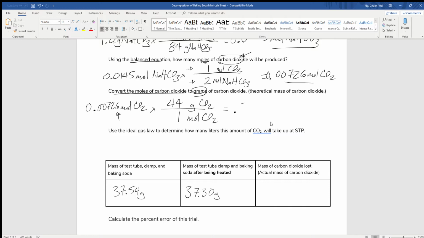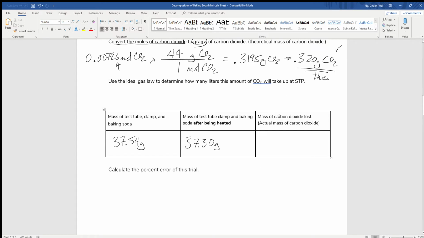And I get 0.3195 grams of CO2. That's too many sig figs, so let's make it into 3 sig figs. So this is 0.320 grams of CO2. Great, good info. This is what we're supposed to get. This is our theoretical value.